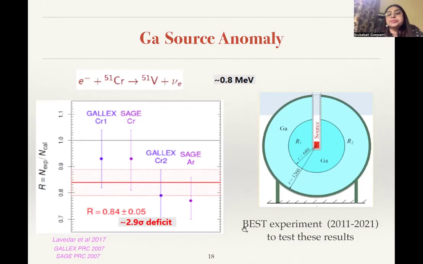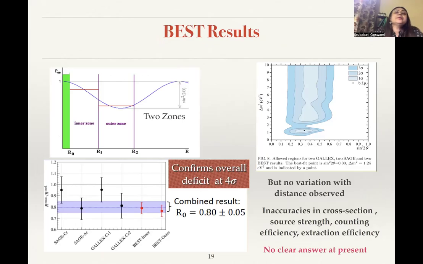Then the BEST experiment, which ran from 2011 to 2021, was planned to test these results. The BEST experiment had 2 zones, an inner zone and an outer zone, and they could measure the P_ee. And what they did was confirm the overall deficit at 4 sigma. So they supported the SAGE and GALLEX result, and the combined result is like 0.80 plus minus 0.05. However, they did not observe any variation with distance.